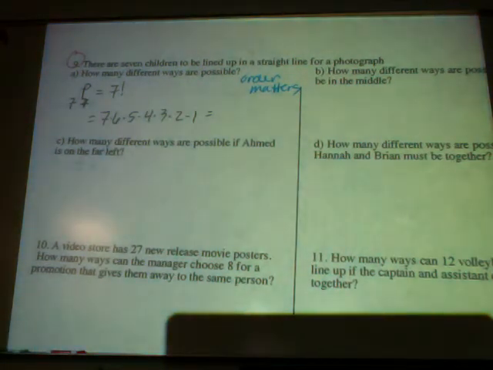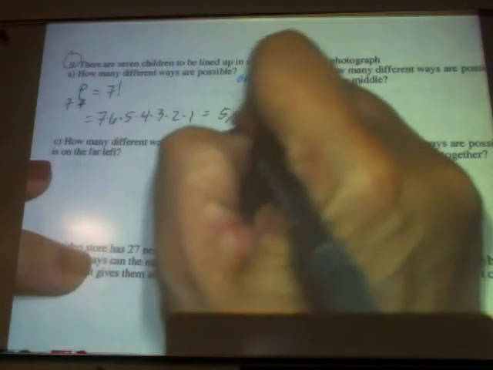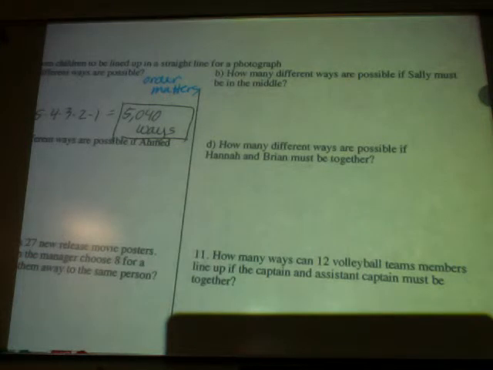Did we do that earlier? We did six factorial earlier, right? What'd you get? Should be a whole lot less than 50,000. There you go. 5,040. Then look at the next question. I have 5,040 ways. It says, how many different ways are possible if Sally must be in the middle?